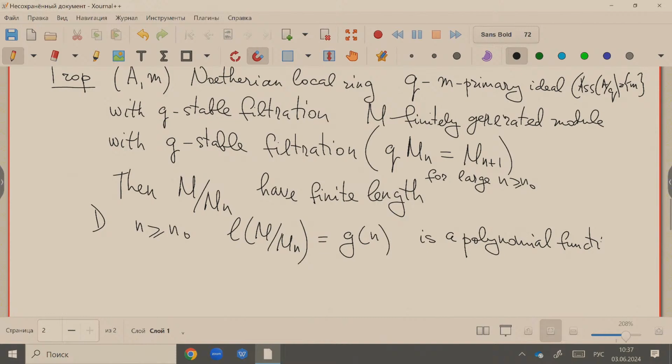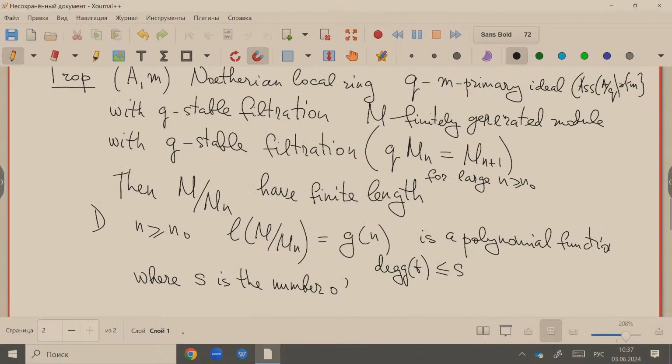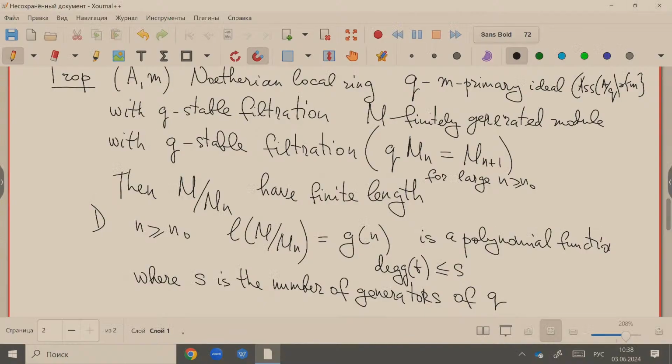And the degree of this polynomial is less than or equal to S, where S is the number of generators of Q. So notice here that this Q-stability of filtration tells you that you cannot do the following when you consider this filtration.